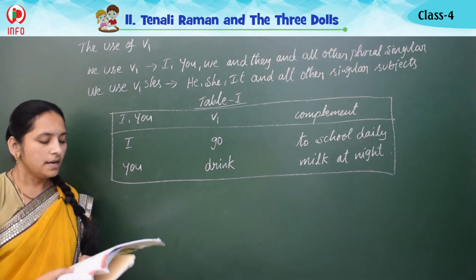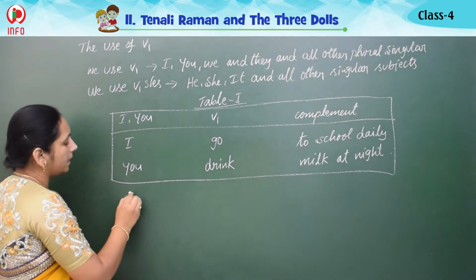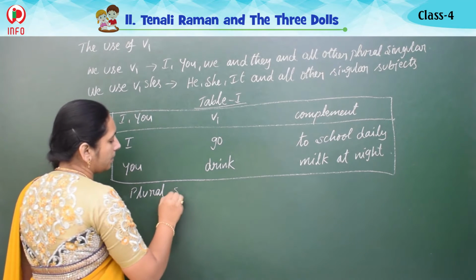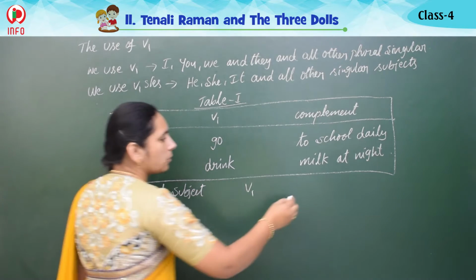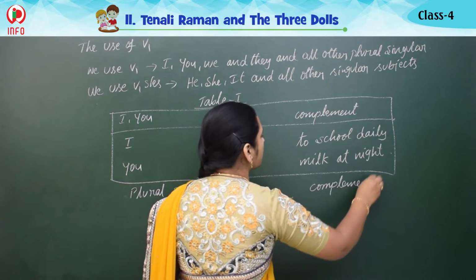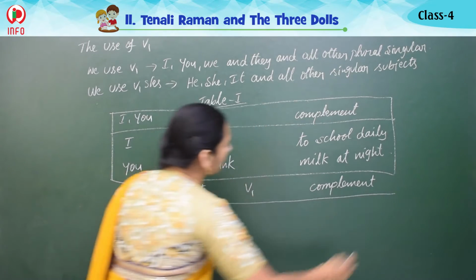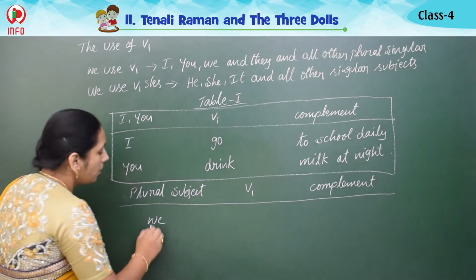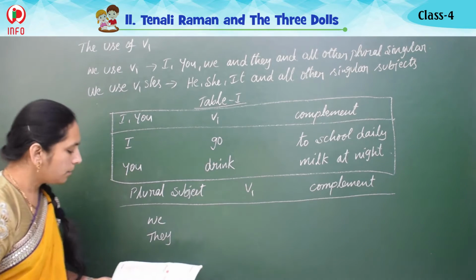I, you subjects. But now here if we see, singular and plural both we get. Now if we go to plural subjects, the remaining plural subjects, the second table: if we have a plural subject, then we get V1 form only, and here we can write a complement. So what are these plural subjects? See this one. In the second table, plural subject, if we take it: we. So what are the plural subjects? We, you, they. These three are plural subjects.